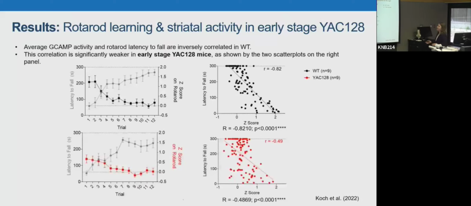When you look at this in the YAC128 mice, we found something interesting here. So one thing you'll notice in red here, showing the Z score on the rotarod, is that this was decreased in the YAC128 mice, just like I showed in the last slide. So their activity in the striatum is decreased early on in training. And then when you look at the correlation between the two measures, latency to fall and striatal activity, there is still a negative correlation. But when you compare these two correlations, they were significantly different. So the early stage YAC128 had a significantly weaker correlation between the behavioral results and the neural activity. So there is some kind of disconnect here between what's happening in the striatum and the behavior.